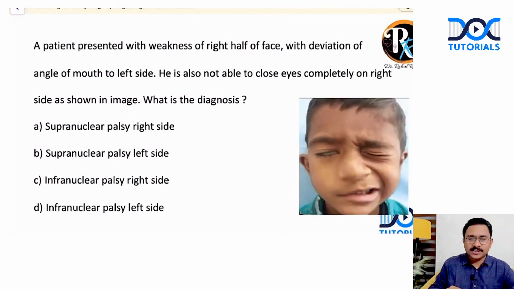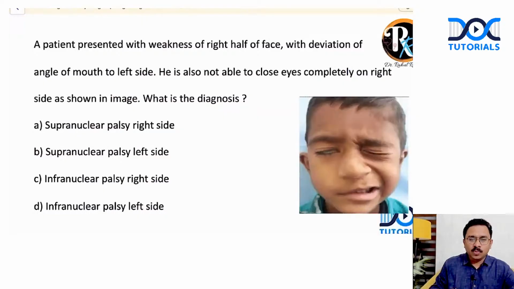And what do you think is the answer for this? A patient presented with weakness of the right half of face with deviation of angle of mouth to the left side. Okay. So there is some sort of a facial muscle weakness. Now, he is also not able to close the eyes completely on the right side as shown in image. So you can very well observe that yes, there is a deviation of angle of mouth to the left side. You can also see that on the left side, the nasolabial fold is prominent, but on the right side, the nasolabial fold is not prominent.